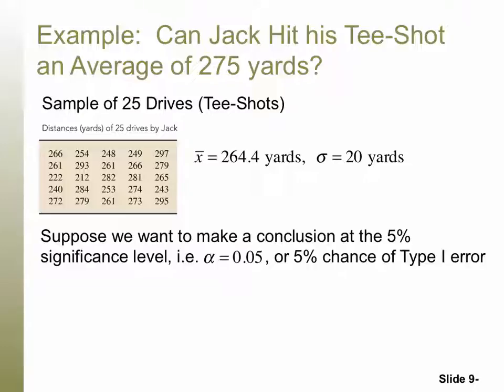And so this was our hypothesis. Remember, we have the null hypothesis. And so what would the null hypothesis be in this case? Yeah, so the null hypothesis is that he indeed hits the drives 275 yards on the average. Okay, that's his claim, that's the null hypothesis. And so our alternative hypothesis was he's just not that good, right? He's just not that good.